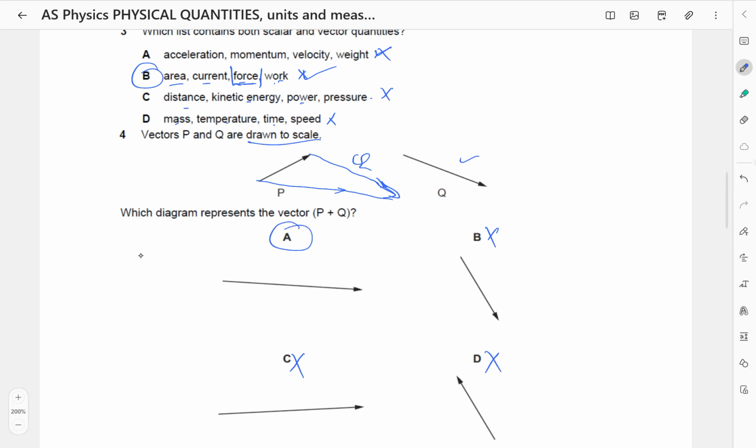Join the vectors head to tail by bringing Q to the head of P. Remember, they are drawn to scale. Measure from here up to here and try to bring that length onto vector P to see what the resultant will be. You can also try to measure the length of these resultants. The resultants in B and D are very small for this combination here. So our answer is most likely going to be A.